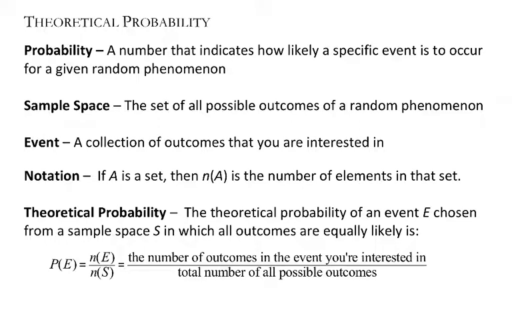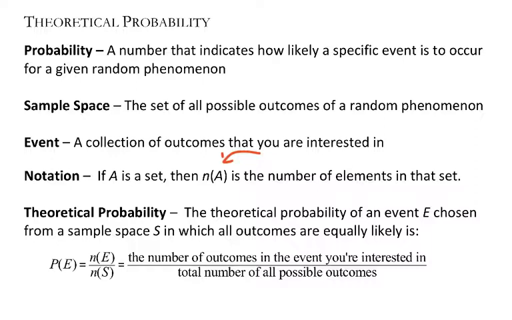And the symbol N of A that you see right here is used for any kind of set, whether it's a set of outcomes or a set of anything else, and it represents the number of elements in that set. Now, what makes the problems we're going to look at in this video special is that they come from sample spaces where every outcome is equally likely. This is not something you always know to be true.